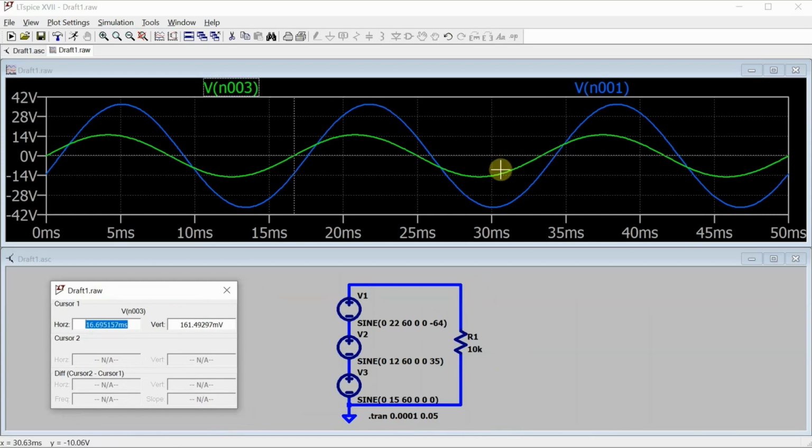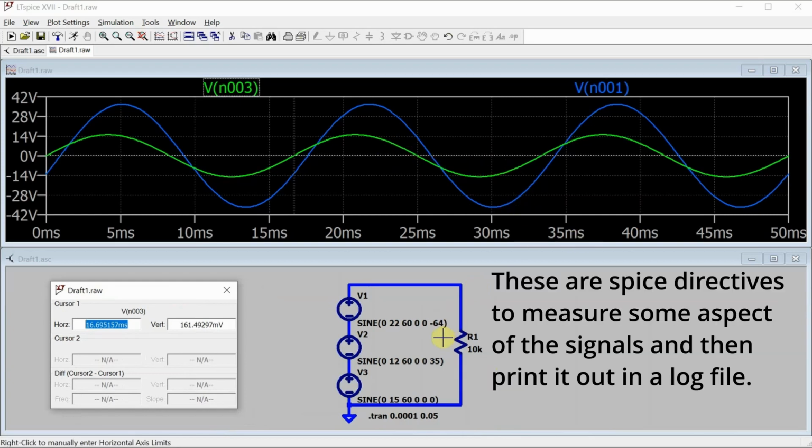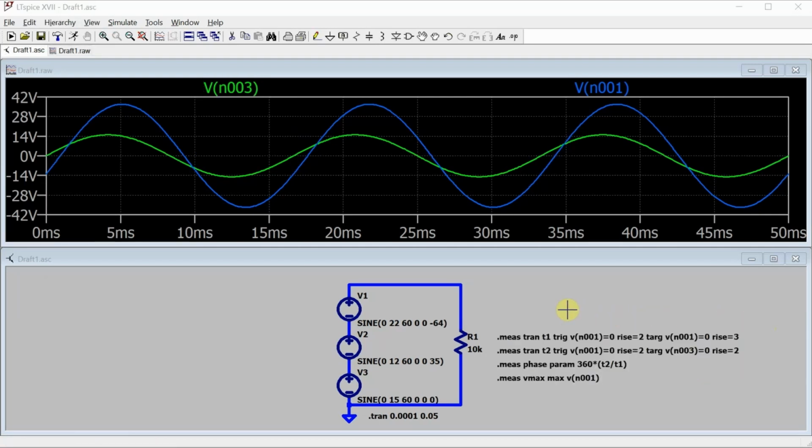What I can do is do some measurements. And I'm just going to drop them here because they're fairly long, and then I'll explain what those measurements do. Okay, here are my measurements that I'm going to make. And I made each one of these by clicking on the .op here and then typing out the measurement that I want to make. These first three measurements are basically determining the phase difference between the voltage across the resistor and the voltage from V3, which is my reference with zero phase shift.